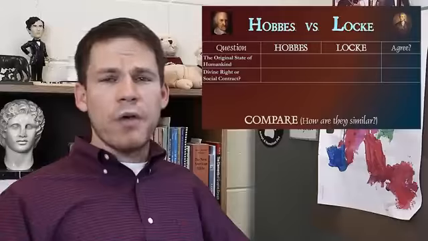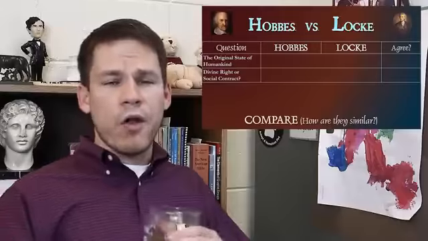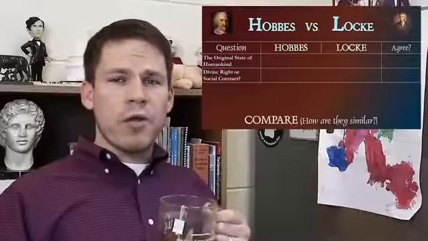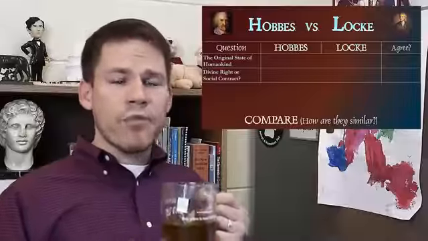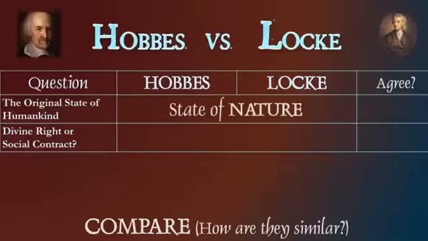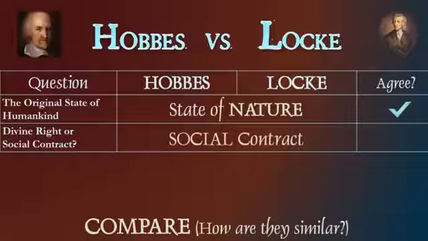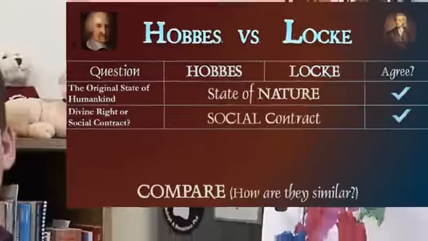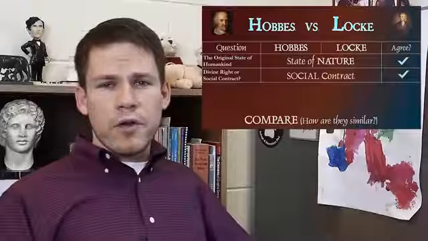Now, first of all, we're going to make some comparisons. Keep in mind that when AP asks us to compare, they're asking for similarities. So let's talk first about how Hobbes and Locke are similar. First of all, the original state of mankind was the state of nature, or the state of war, as Hobbes would call it. And is government established by divine right or by social contract? It's established by a social contract.